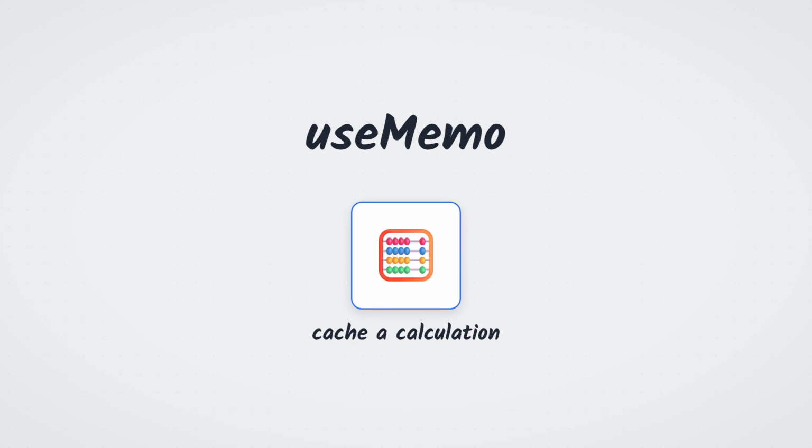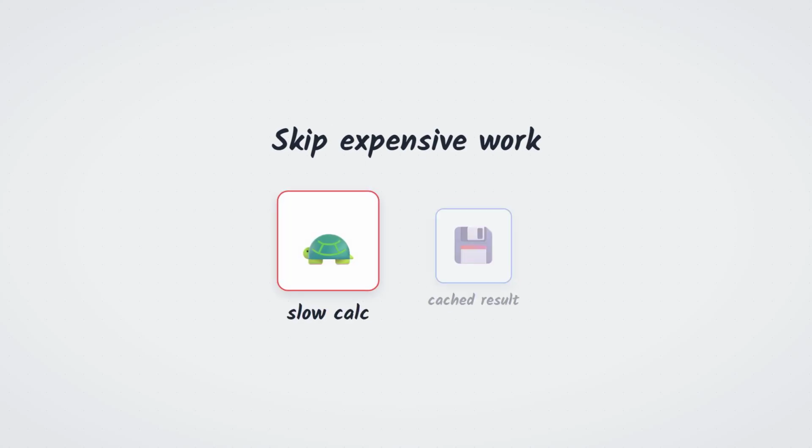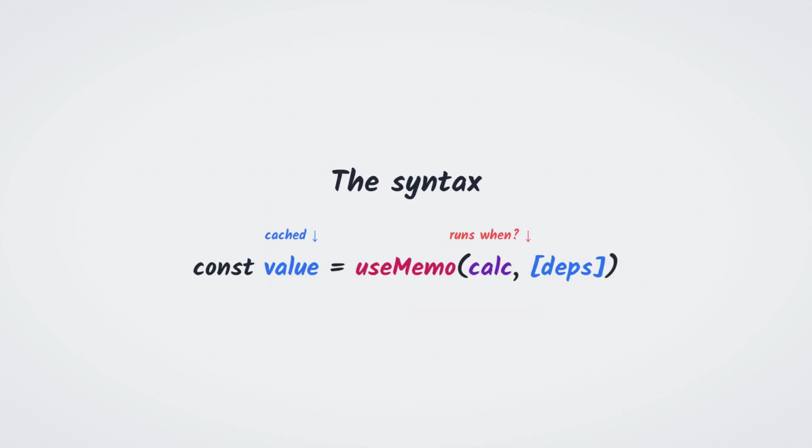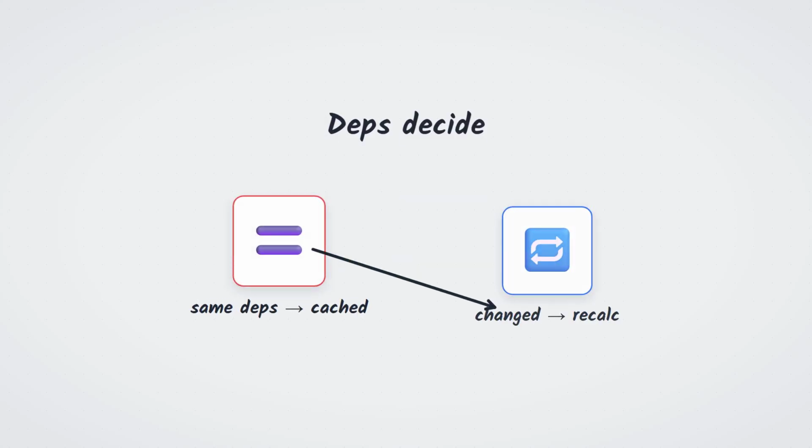It caches the result of a calculation between renders. Got an expensive calculation that runs on every render? useMemo remembers the last result, so React can skip the work when nothing changed. You pass a function that returns a value, and a dependency array. React only reruns the function when a dependency changes. Same dependencies. You get the cached value back instantly. A dependency changes. It recalculates.